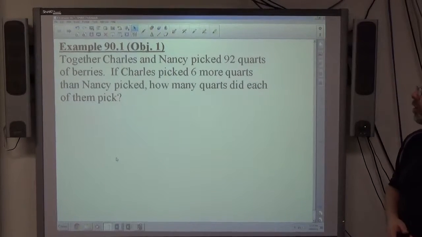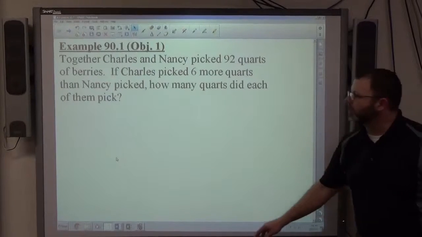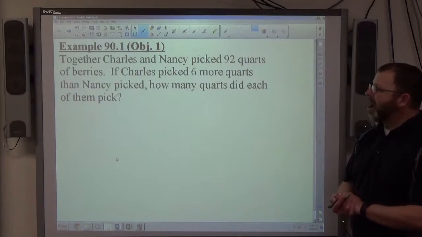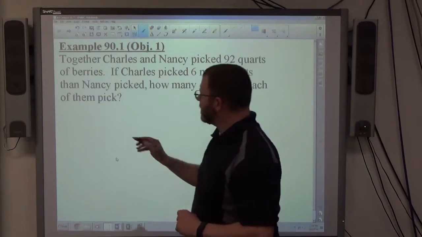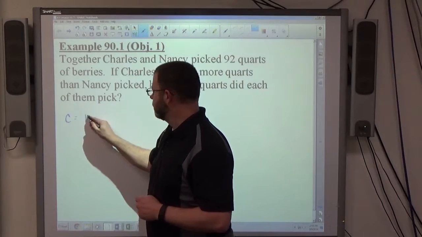Example 1. Together, Charles and Nancy picked 92 quarts of berries. If Charles picked 6 more quarts than Nancy picked, how many quarts did each of them pick? So, we have Charles and Nancy picking berries. Let's just say that C is how many quarts that Charles picked.